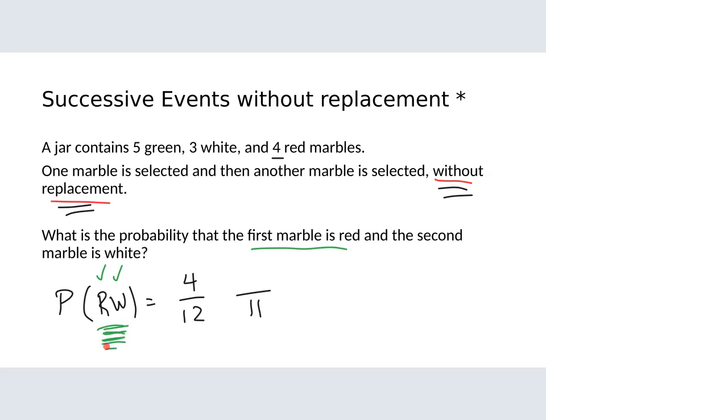What is the probability of making that happen? So the first one was red. The probability was 4 out of 12. Now we have 11 marbles left in the jar, and of those, 3 of them are white. And so we'll have 3 out of 11 to get a white on that second draw. Find the probability of each event and then multiply those together, and we end up with 12 out of 132.